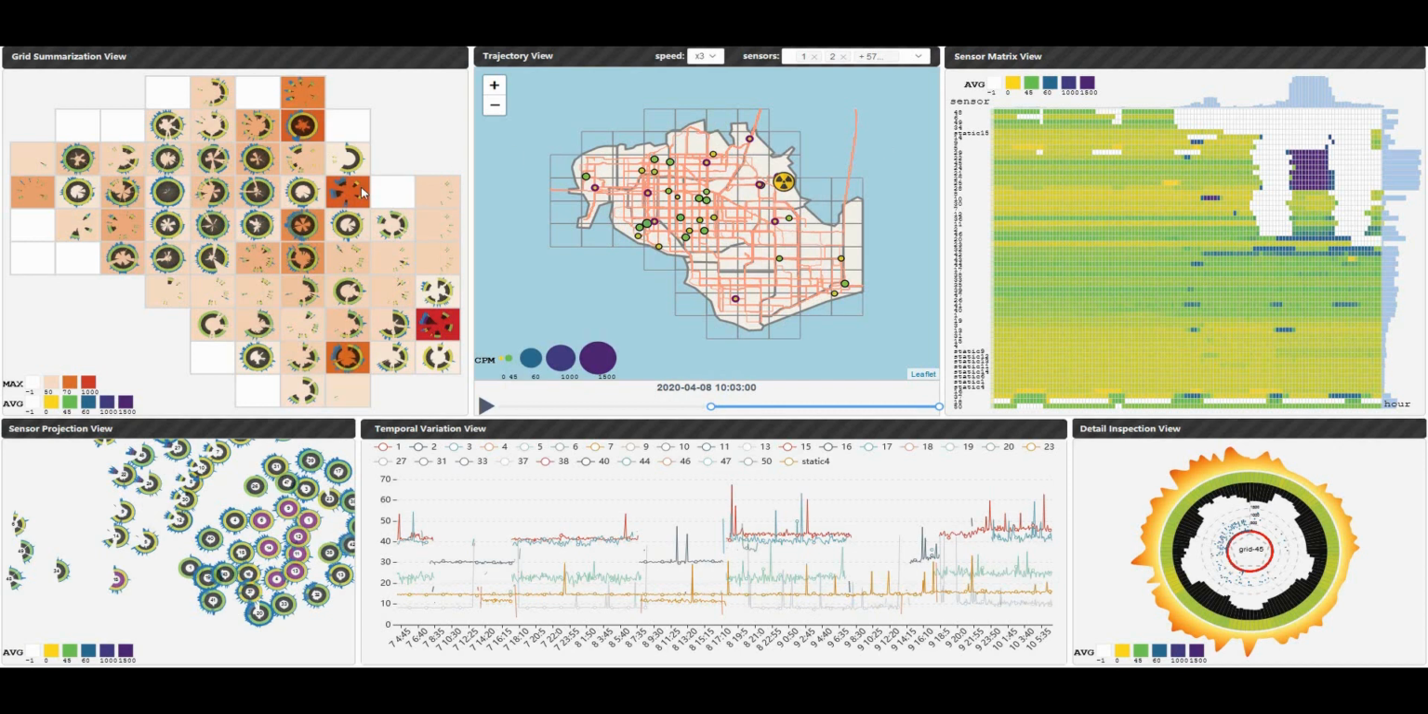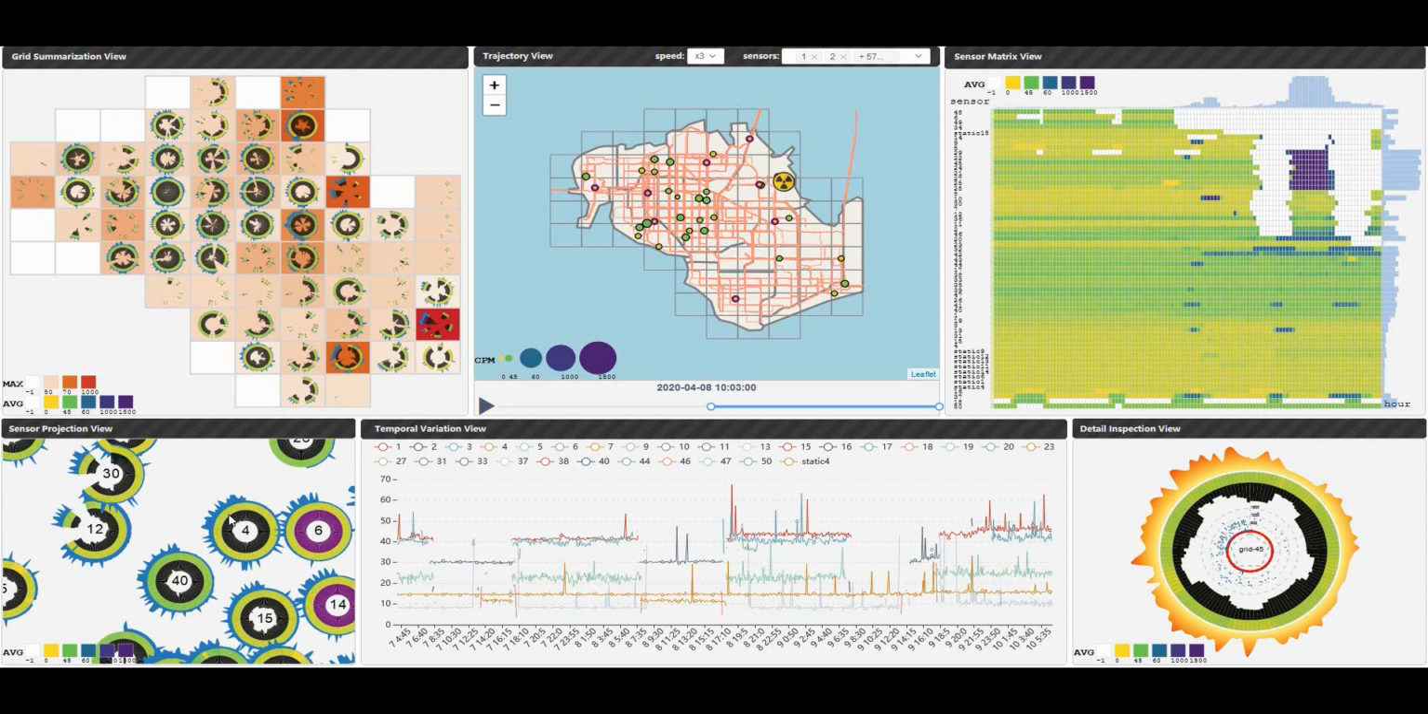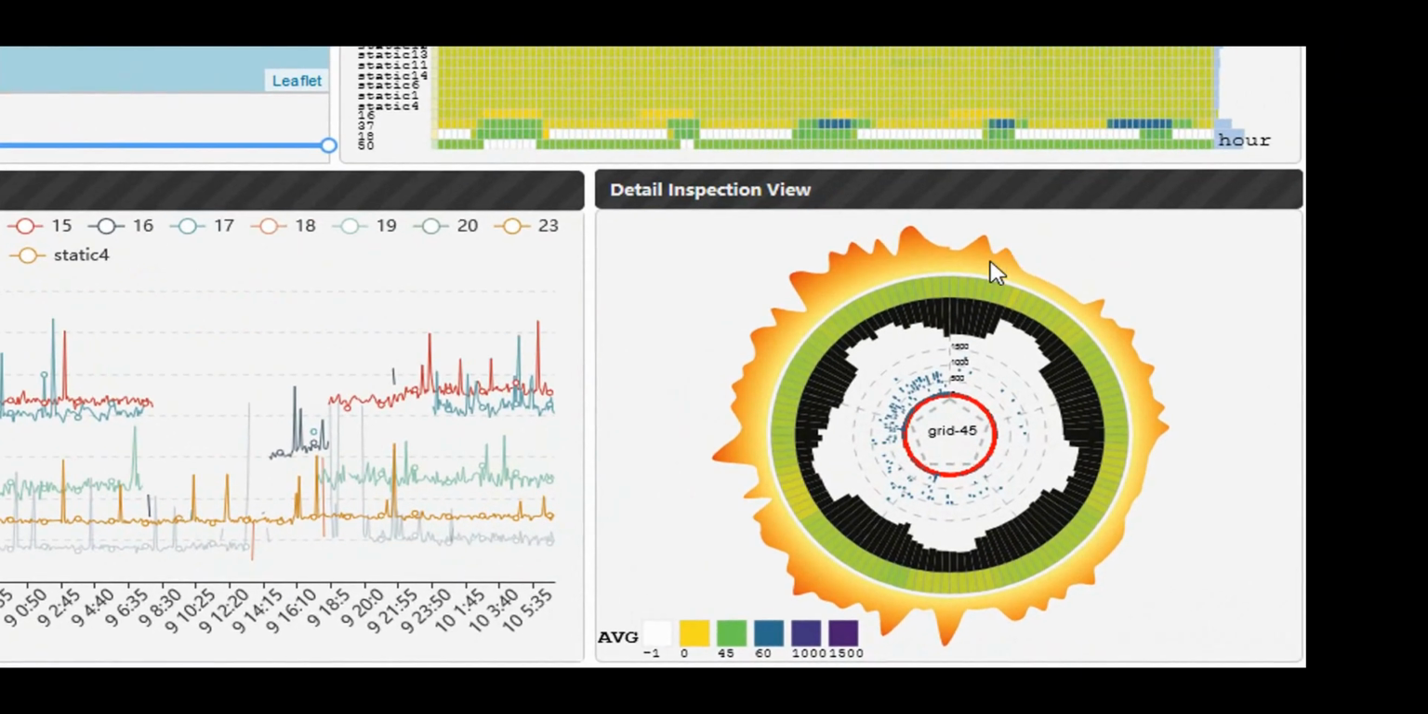For describing the uncertainty of sensors, we design the sensor projection view and the grid summarization view. They draw the uncertainty embedded glyph for each sensor and grid, respectively, which describes the corresponding mean, the standard deviation, and the monitoring frequency. After selecting a glyph, it can be extended in the detail inspection view, where the outer ring represents the standard deviation per hour. The second ring uses color to show the hourly average, and the radial bar chart in the third layer shows the hourly monitoring frequency. The scatter plots in the fourth layer display the distribution of raw data for each hour, where the colors encode the point densities.